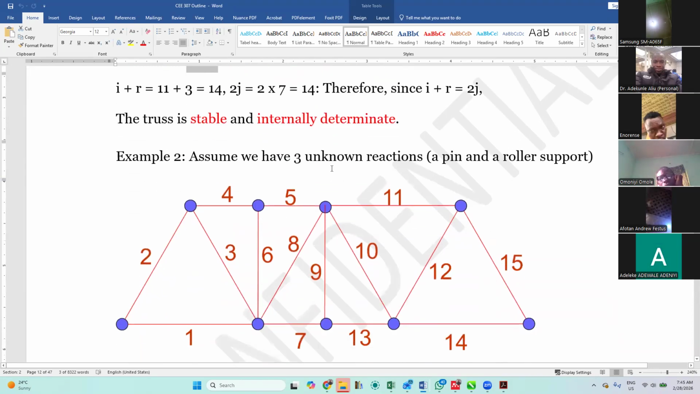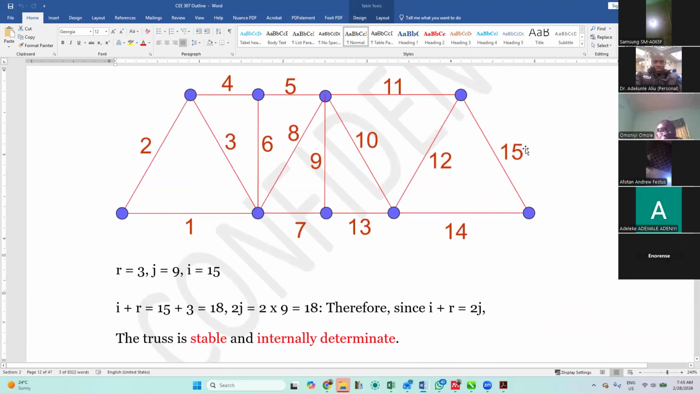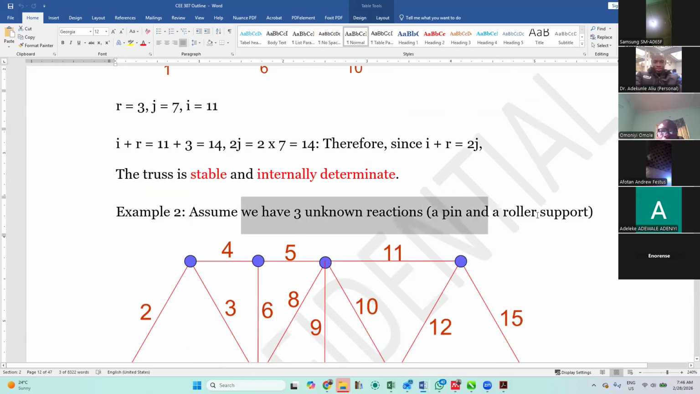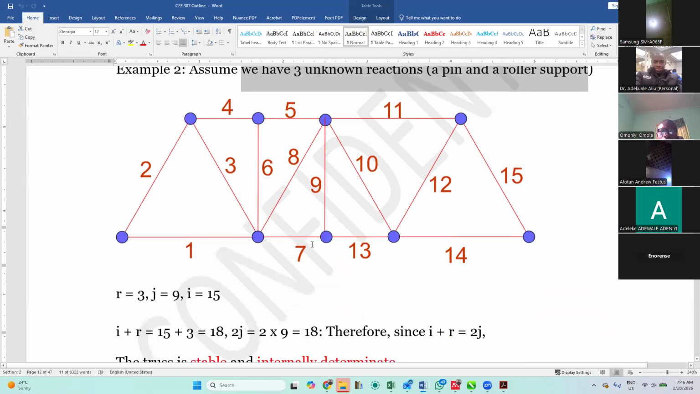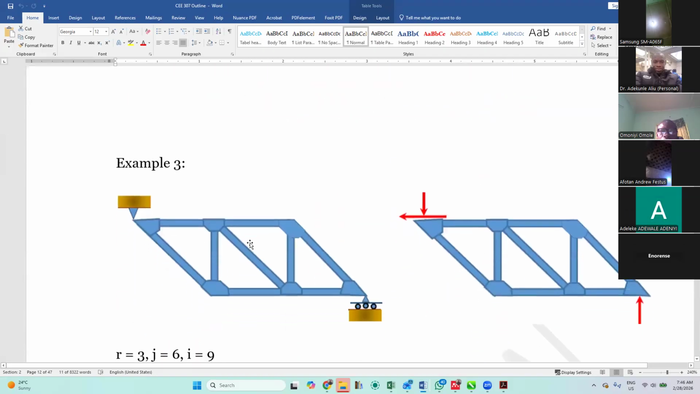Now, let's look at this. In this particular one, I've numbered them already. We have 15 members altogether. We have 1, 2, 3, 4, 5, 6, 7, 8, 9 joints. How many reactions? Let's say we have a pin and a roller support. We have 2 plus 1, that's 3. I said assume we have 3 unknown reactions, a pin and a roller support. I didn't show it in this diagram, but that is what I tried to explain to us here. So if you apply that principle, you also determine whether it is stable or indeterminate.